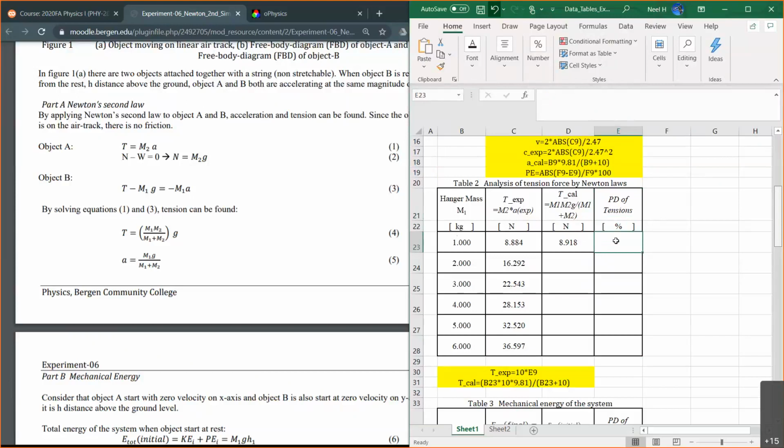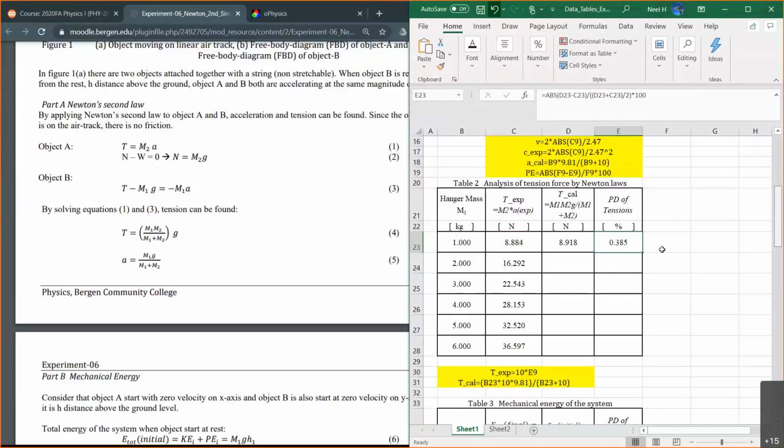The PD is slightly different, right? So the denominator is going to be the average. Otherwise, the formula looks the same. Equal sign, ABS, parentheses, TCal, that is the expected value, minus experimental value, close bracket, divide by double brackets, expected value plus experimental value, close bracket, divide by 2, close bracket again, multiply by 100.